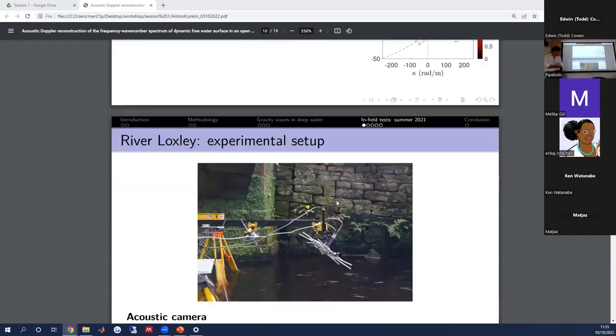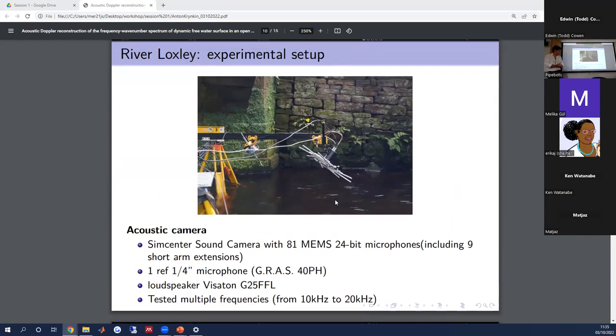Okay, and finally, what we did, so that's when we get ourselves really wet. We installed an 81 microphone array provided by Siemens. It's like an acoustic camera. On the River Loxley, near Sheffield, we installed it on a truss, which was supported by tripods.